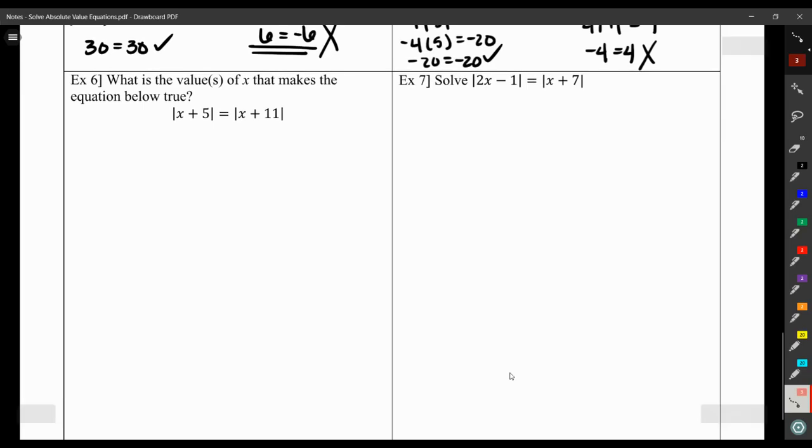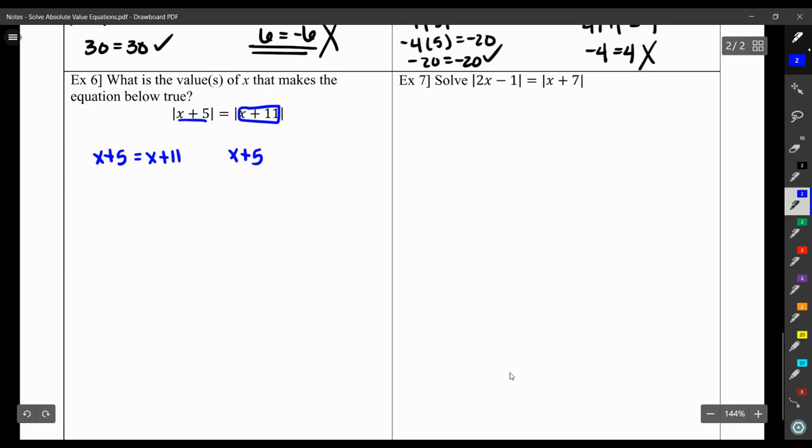So for number 6, what is the value of x that makes the equation below true? For this one, we've got two absolute values equal to each other. The process doesn't change, though. We're still going to take the inside, the x plus 5 on the inside of one of them, equal to the positive version of the other one, or the inside of this equal to the negative version of the other one.